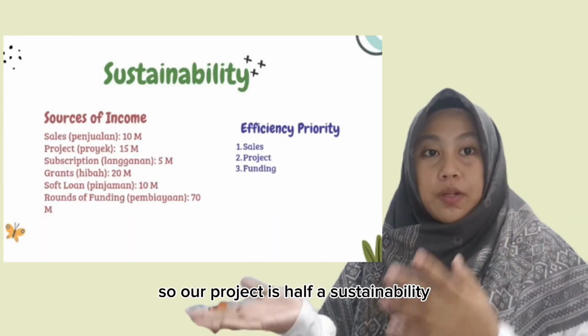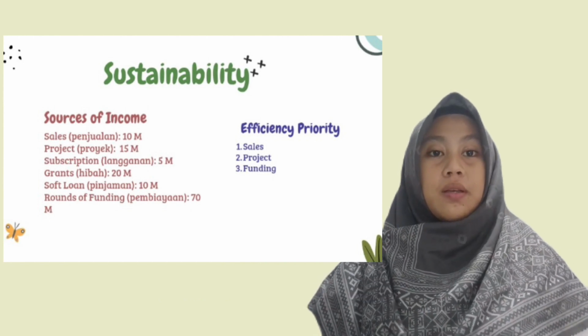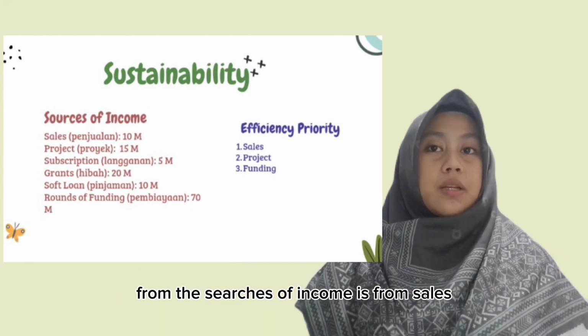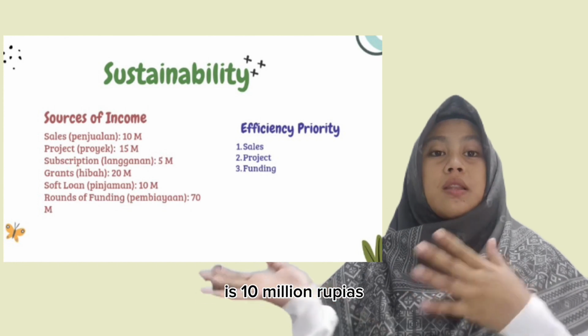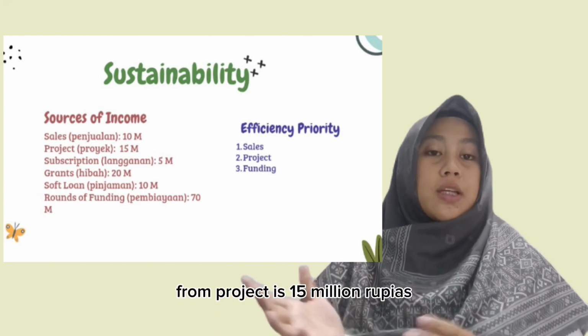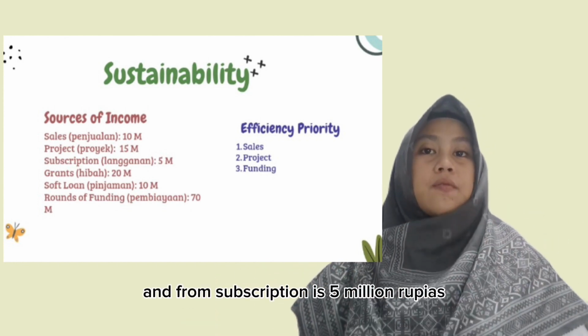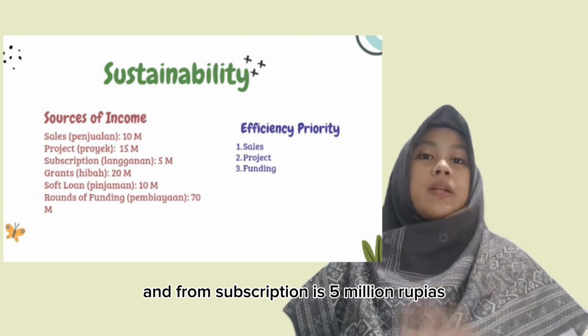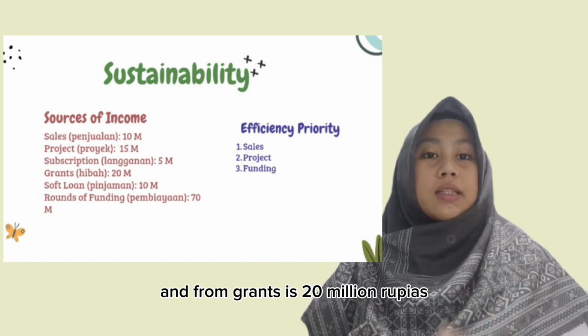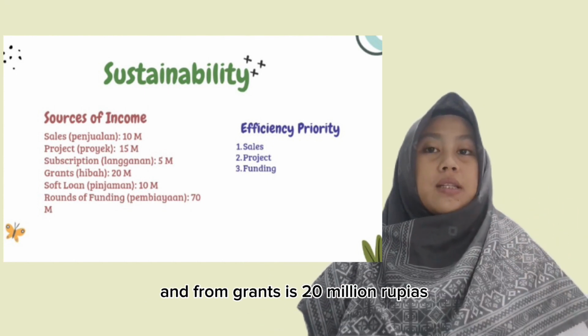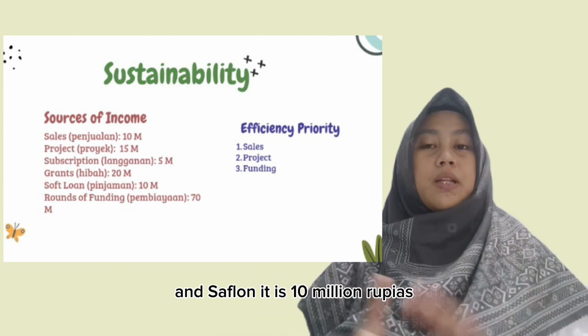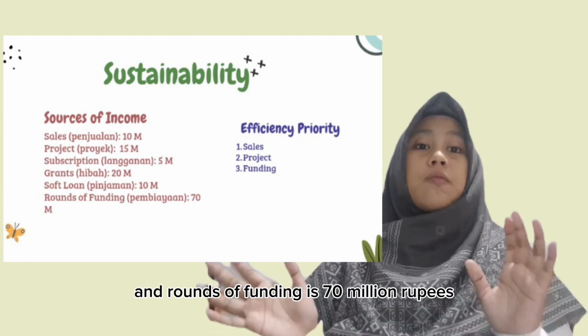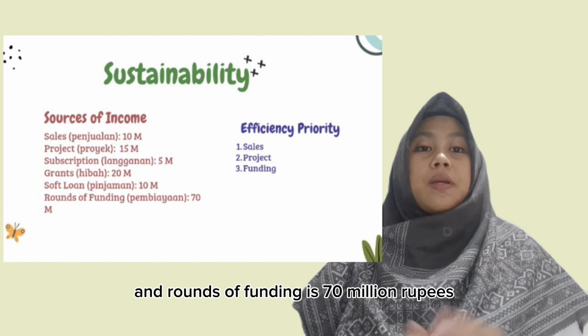So our project has sustainability from these sources of income: from sales 10 million rupiahs, from projects 15 million rupiahs, from subscription 5 million rupiahs, from grants 20 million rupiahs, from soft loans 10 million rupiahs, and from rounds of funding 70 million rupiahs.